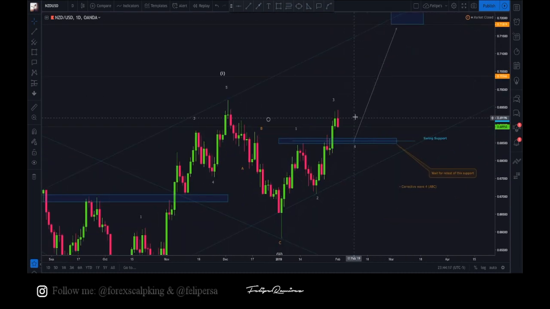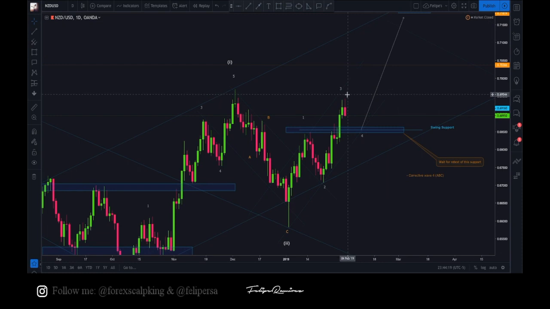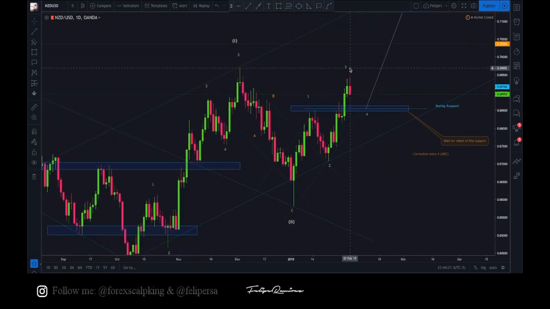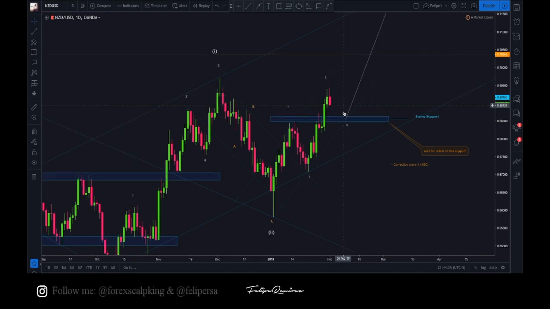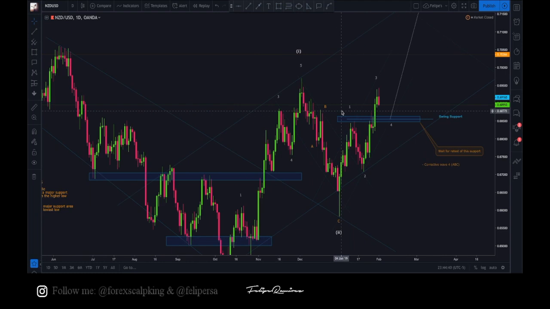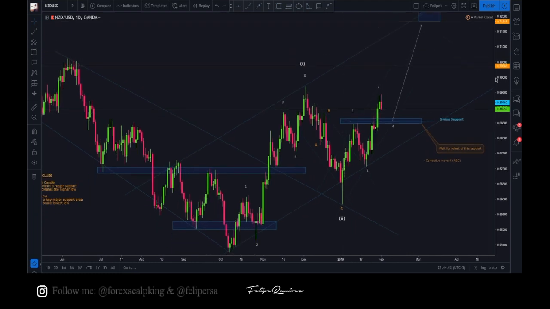What are we waiting for? The corrective wave of this big wave number 3. So we've got 1, 2, 3. We're waiting for that 4 to give us that buying opportunity to then push up for wave number 5, which has to be made up of another 5 subwaves. Okay, so that is the Elliott wave analysis for this pair.